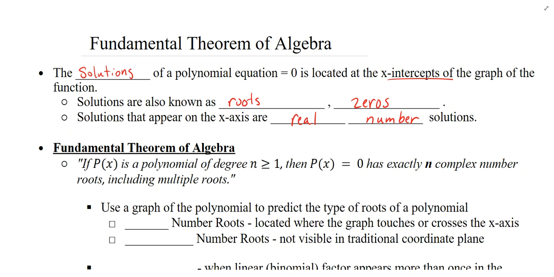The fundamental theorem of algebra states that if p of x is a polynomial of degree n greater than or equal to 1, then the polynomial equation p of x equals 0 has exactly n complex number roots, including multiple roots at a single location.